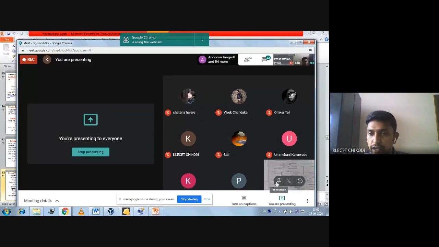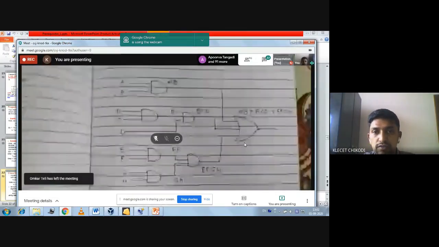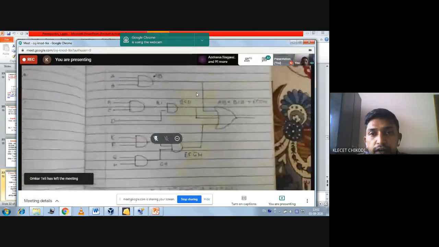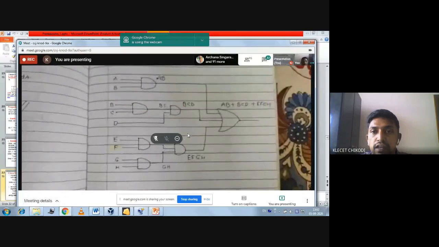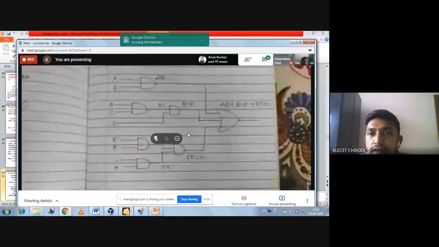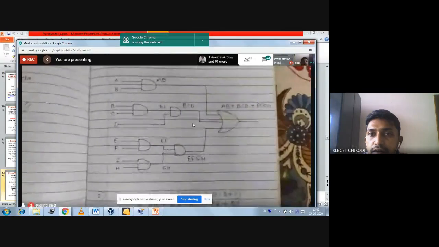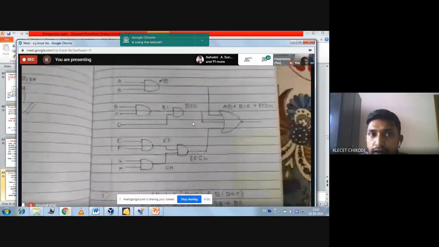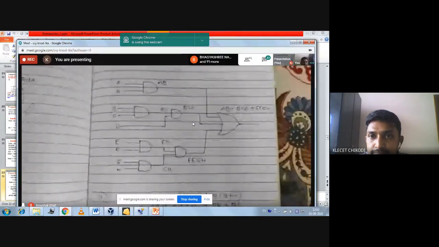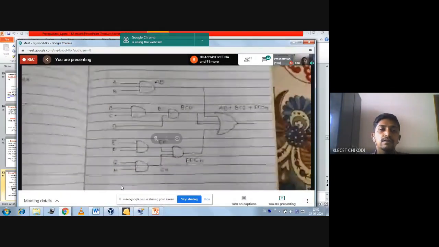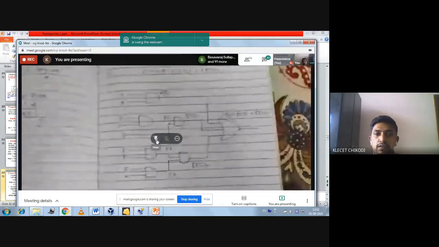Wait, I will pin that. Let others also see that. Okay, you have used 2 input AND gates only. Fine. Can everybody see that? I think it is visible to all. Fine, Kaushal, very good. Now switch off your camera.